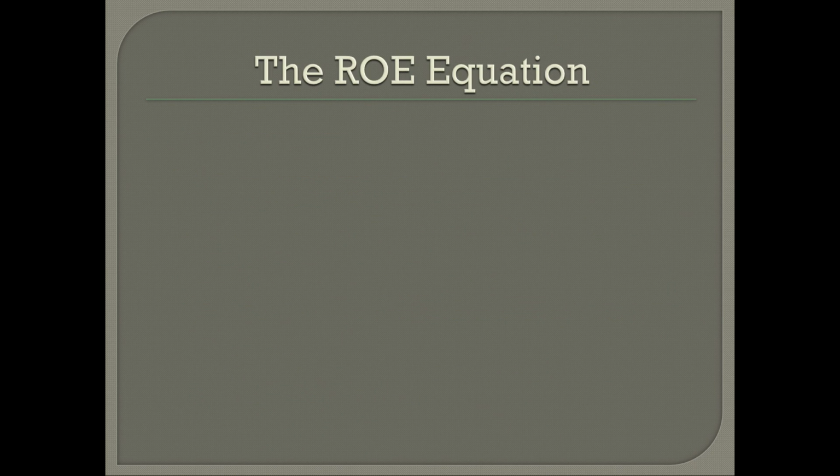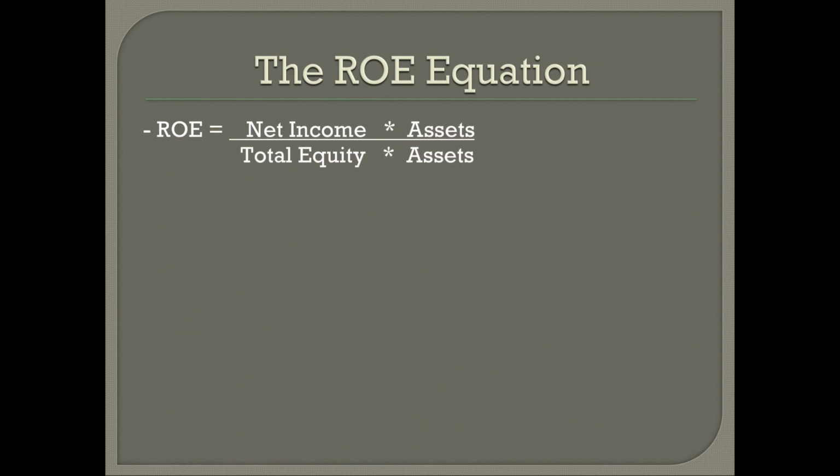So the first step of the ROE equation, or the DuPont identity, is we take return on equity. The equation is net income divided by total equity, and we multiply both the top and bottom by the same value, which in this case is assets. And if you know from previous math courses that if you multiply both the top and bottom of a fraction by the same value, it doesn't change the overall value of that fraction. And we also know from our basic math principles that a times b is the same thing as b times a.